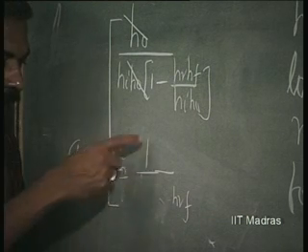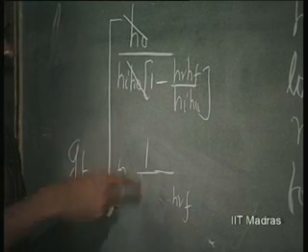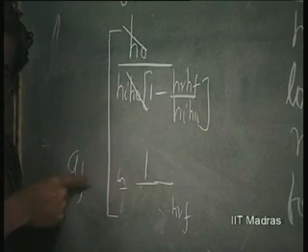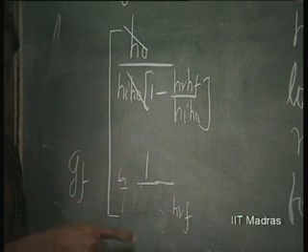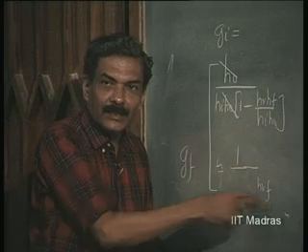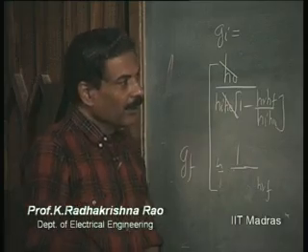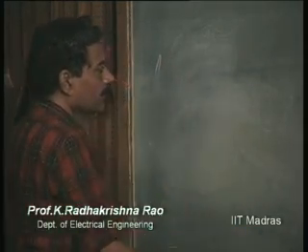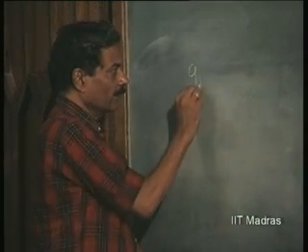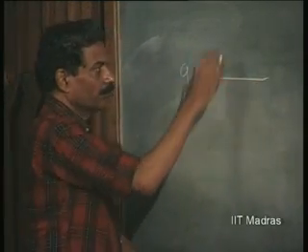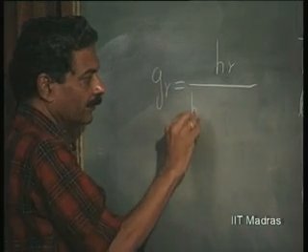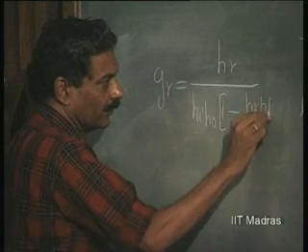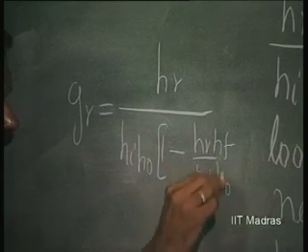So, this is an important aspect of negative feedback. The input impedance goes up, as we have demonstrated here. The forward transfer parameter gets stabilized at a value corresponding to 1 over HRF. And next, consider what happens to the other two parameters. So, GR is equal to HR divided by HI H naught into again 1 minus HR HF by HI into H naught.